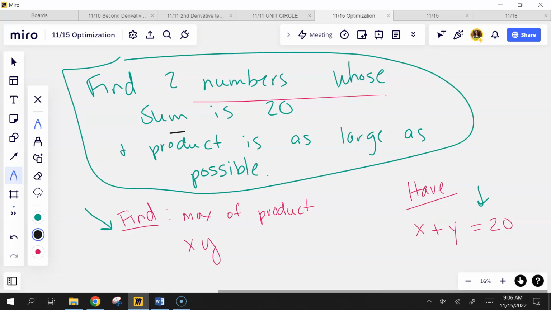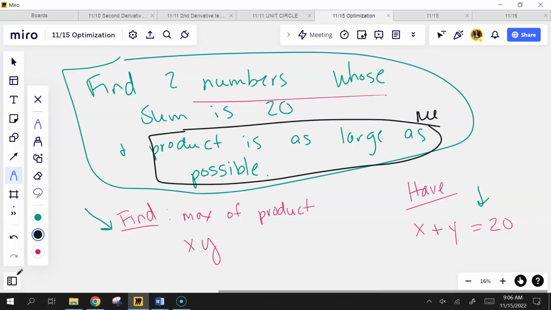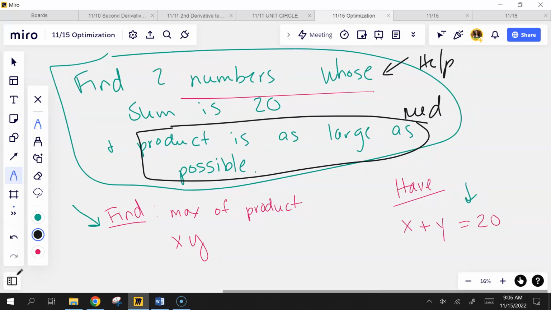So this is what I'm trying to find. So it's what I need. And this is what they gave me to help find those values. So what I have versus what I need.